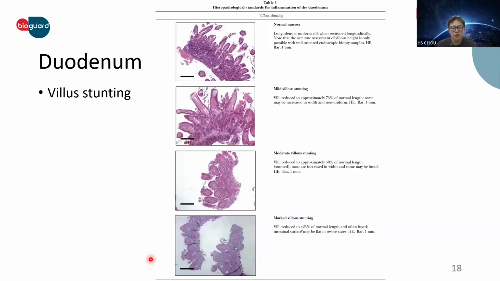So clinically, villous stunting reflects loss of absorptive surface area, and when combined with inflammatory cell infiltration, it strongly supports chronic enteropathy or IBD severity assessment.